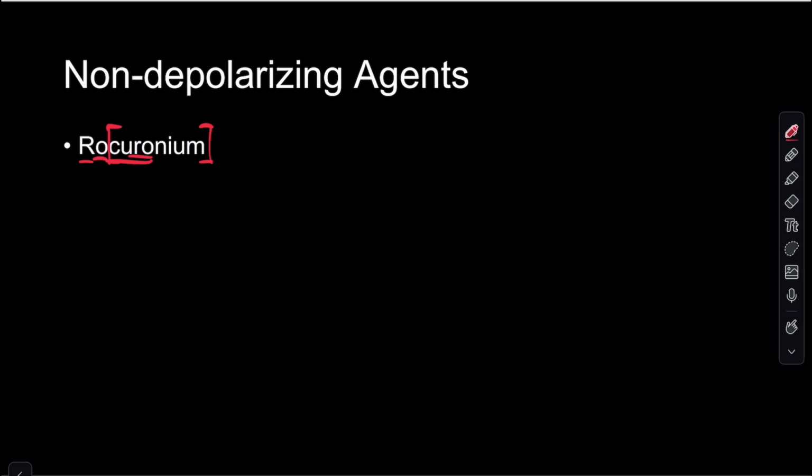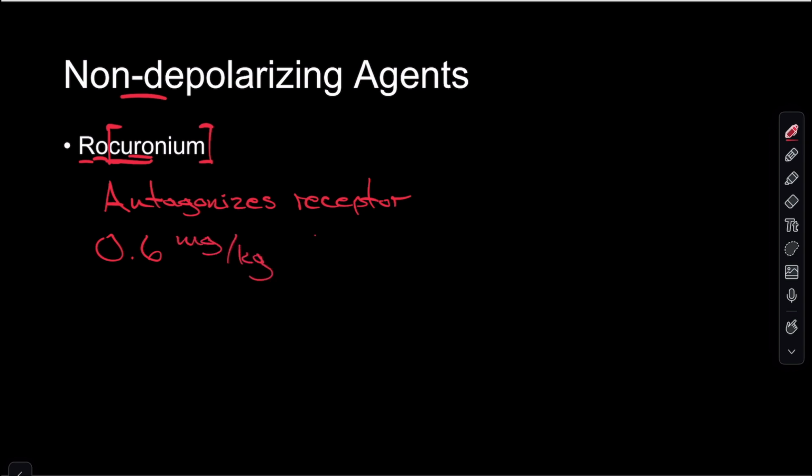It's non-depolarizing, so succinylcholine depolarizes at the neuromuscular junction, and then it causes desensitization to acetylcholine. Rocuronium antagonizes the acetylcholine receptor and then prevents acetylcholine from being able to act on the receptor. The most common dose that you'll see is 0.6 milligrams per kilogram, and that has an onset of action of about 1 to 2 minutes. So you can see that that's about double the time that succinylcholine acts.